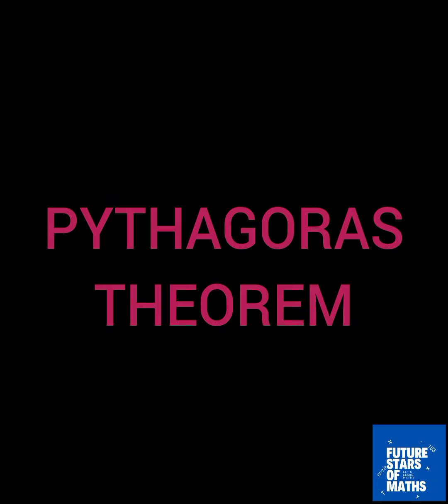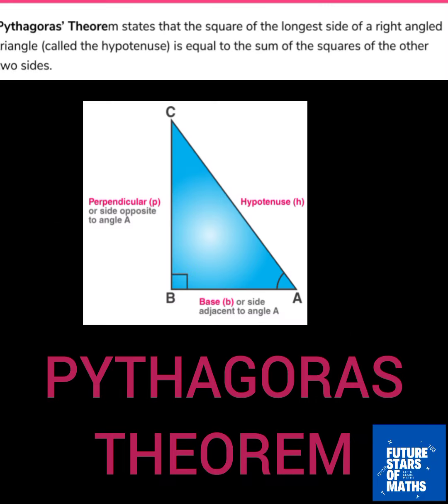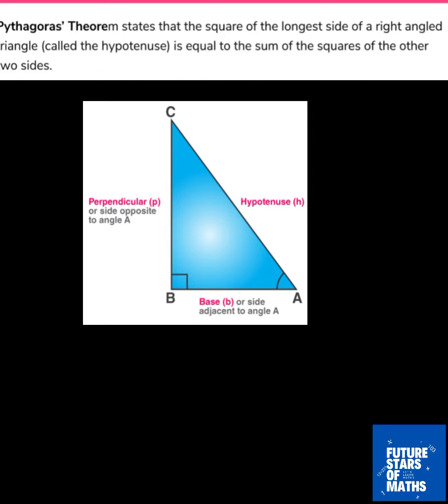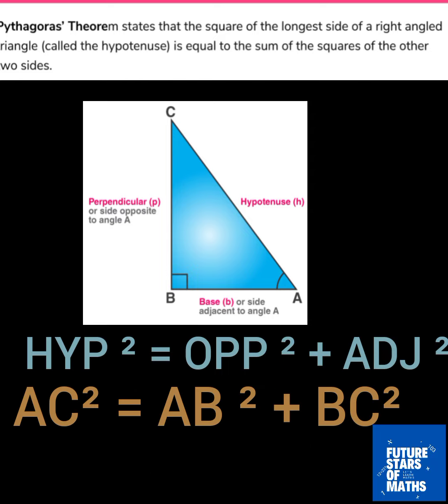The next important topic which you have to learn is Pythagoras theorem. It states that the square of the longest side of a right angle triangle, called the hypotenuse, is equal to the sum of the squares of the other two sides. Let's see that in a triangle.